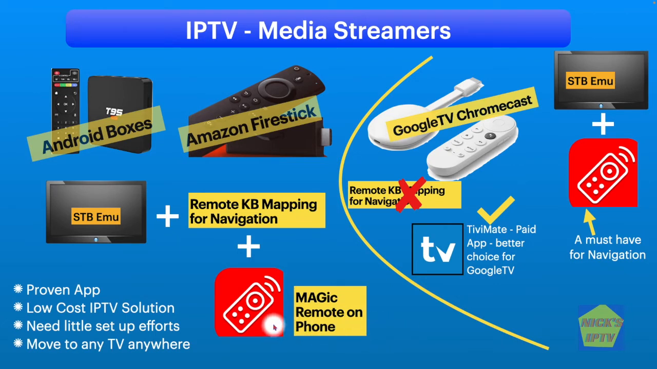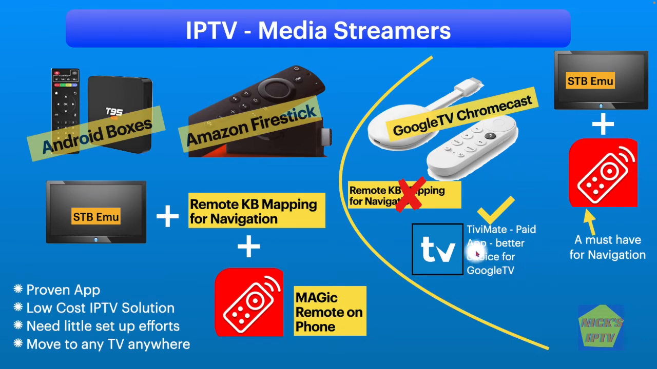This remote can be downloaded to your phone and the entire navigation can be done inside the IPTV with this remote. Or we can do remote keyboard mapping with the Google TV Chromecast. If we are using STB Emulator, this Magic Remote is a must. Without that, you can only see the channels. You cannot fast forward or rewind when you are seeing a movie or any recorded content. So you need to have Magic Remote installed.